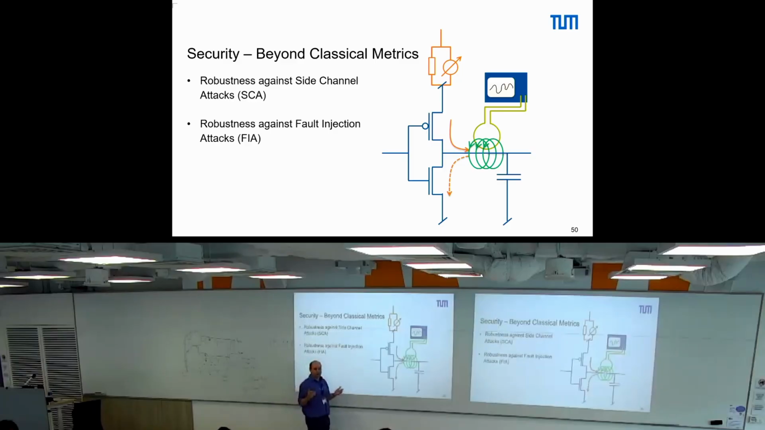Now you may say, okay, if a crypto algorithm computes something wrong, who cares? At the end, there's some cipher. But the problem is that from the difference between the correct cipher text and the wrong cipher text, you may learn something. Okay, that was more like a side note I wanted to make.